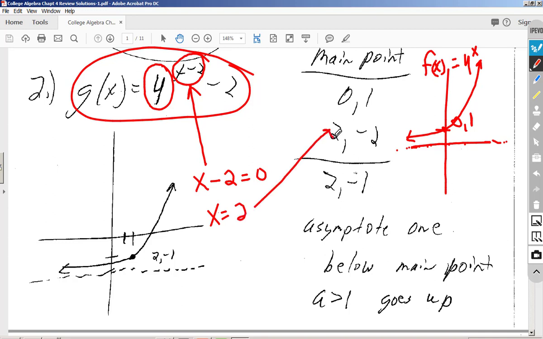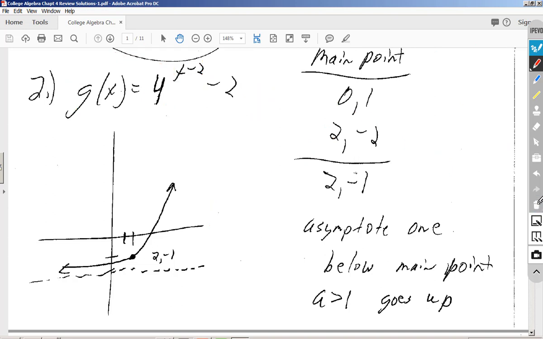Now my y shift is right here, negative 2, and that is already in answer form. So here's my y shift of negative 2. And I'm going to add them together to find my new main point. So I take 0 plus 2 is 2. I take 1 plus negative 2 is going to be negative 1. And that's going to be my new main point of this graph.